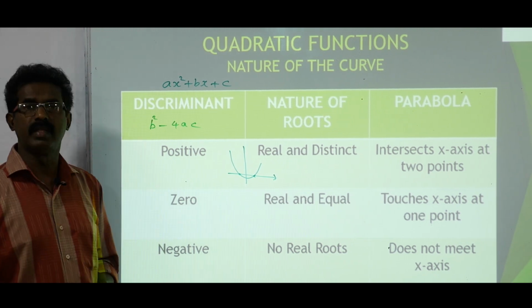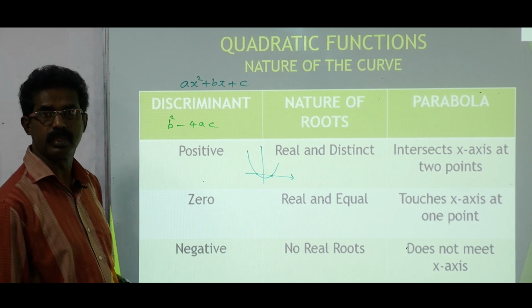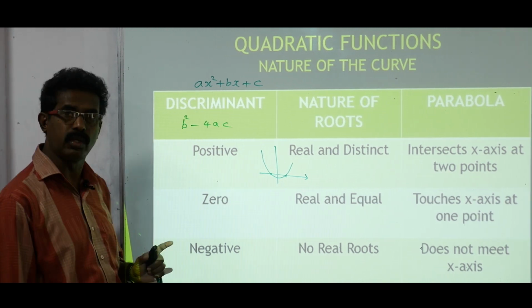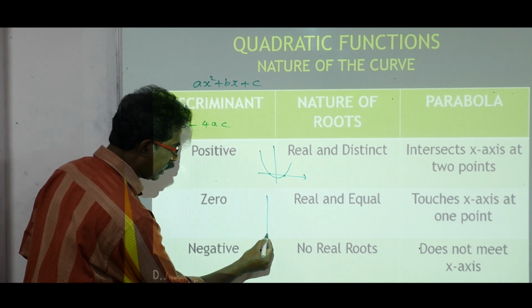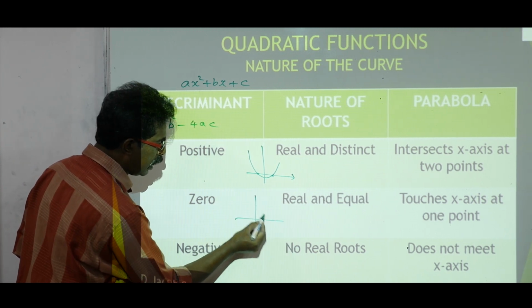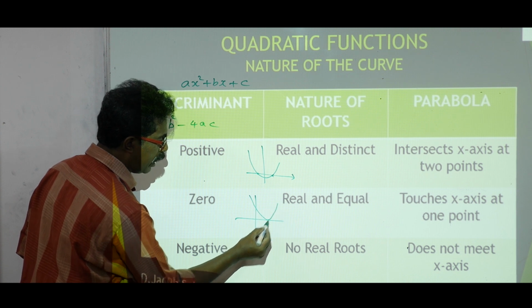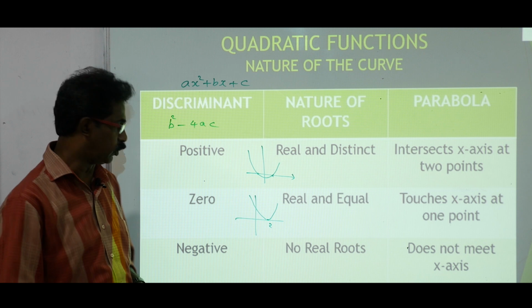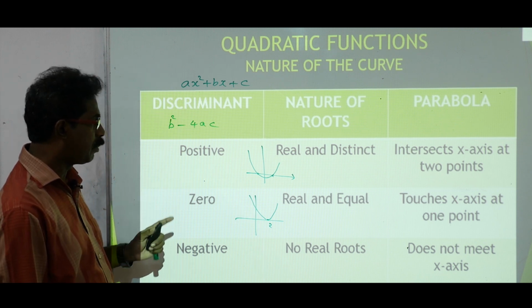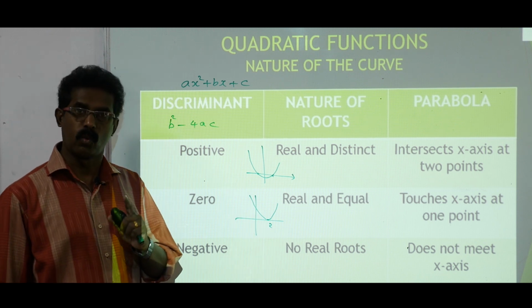The second one, when the discriminant is 0, that is when b square minus 4ac is 0, the roots are real and equal. In that case, if you draw the curve, the parabola touches the x-axis at 1 point. Suppose it is 2, it means a repeated root, x equal to 2 and 2. So the parabola touches the x-axis at one point.